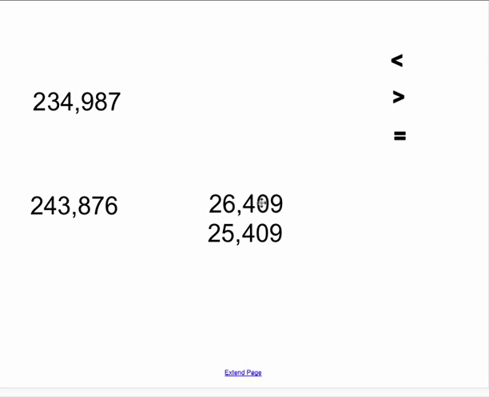And just for the sake of keeping it neat, I'm going to stack my 26,409 number. Now before, we also learned that you start from your highest place values, which would be here on the left-hand side. You can see that we have a 2 in the 10,000s place, and also another 2 in the 10,000s place, so we know that's the same number. We work our way to the right, and we have a 5 in the thousands place and a 6 in the thousands place. We know right there that 6 is bigger than 5, so 6,000 would be bigger than 5,000.